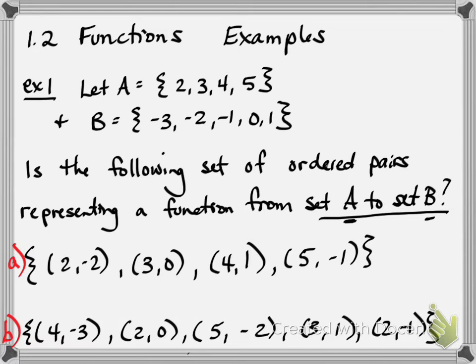There's lots of different ways, according to the video Friday, that we could figure this out. Number one, I could consider graphing these. If I just roughly sketch these real quickly, 2, -2 somewhere here, 3, 0 right here, 4, 1 would be about here, and 5, -1 would be here. Those are going to pass the vertical line test. So if they pass the vertical line test, then yes, this represents a function.